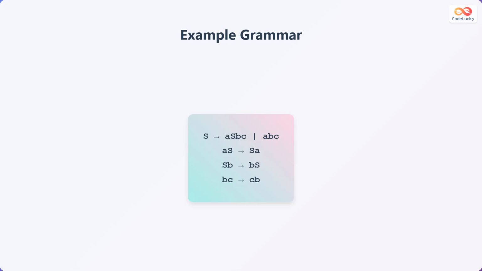Let's consider an example grammar. Here S derives ASBC or ABC. S derives SA. SB derives BS, and BC derives CB. These production rules can generate strings like A^N B^N C^N, where N is greater than or equal to 1.